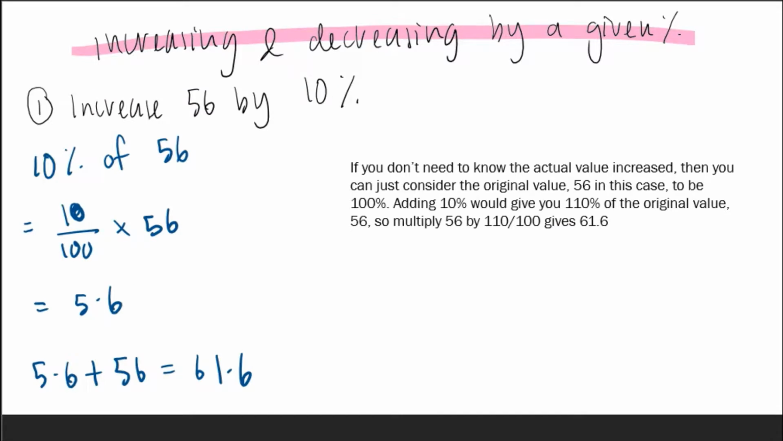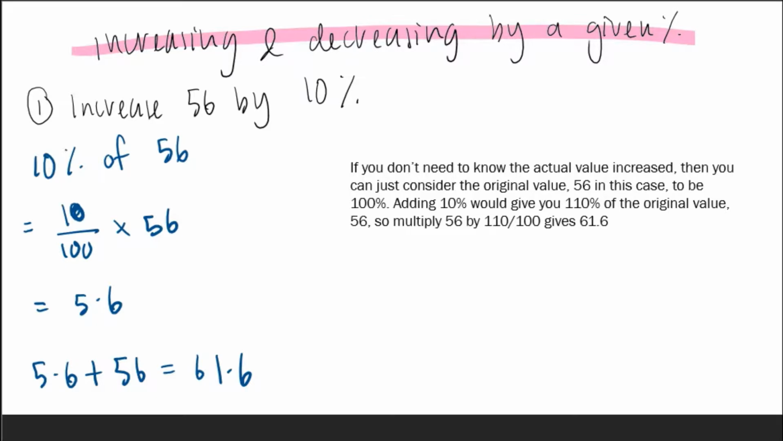Increasing and decreasing by a given percentage. Question 1. Increase 56 by 10%. So 10% of 56 is 10 over 100 times 56, giving you 5.6. So you add the 10%, 5.6, to the original 56, which is 100%, and that gives you 61.6.